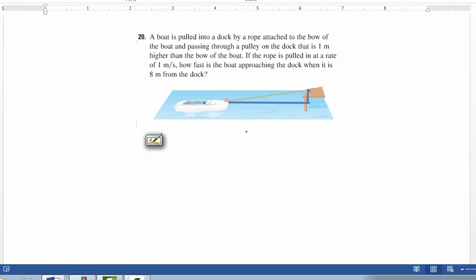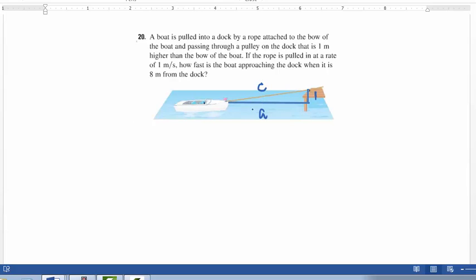So let's see what's happening here. This distance is definitely changing, right? Because he's getting closer to the dock. This distance is definitely changing because the pulley is being pulled in, right, as the boat moves closer to the dock. The only thing that's not going to change is this height here, which is always going to be 1, because it says that's 1 meter higher than the bow of the boat, right? So there's from the bow to down there, and then up 1 meter to get to where the pulley is. So that's always 1, and then we can call this again like we did in the last problem A.